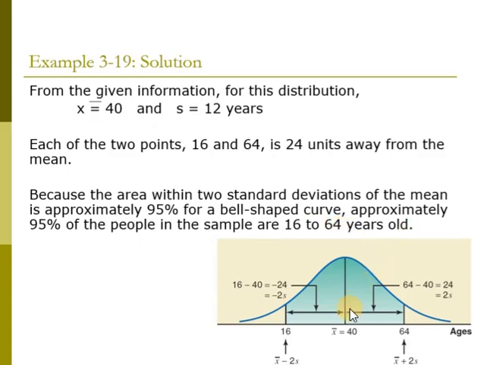So this is the mean, which is 40, and these are the 2 points, 16 and 64, or the mean minus 2 standard deviations, and the mean plus 2 standard deviations, or 24 units away from the mean. 16 minus 40, 64 minus 40.